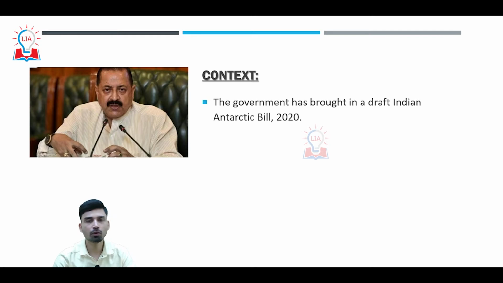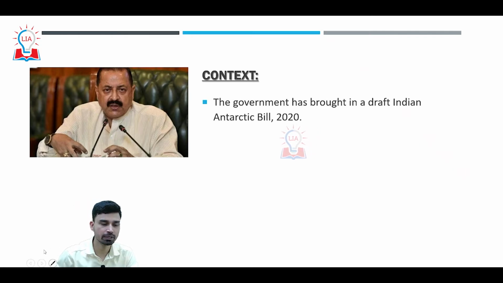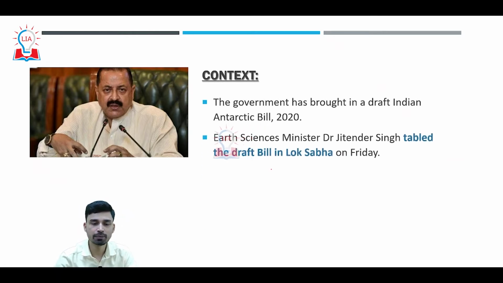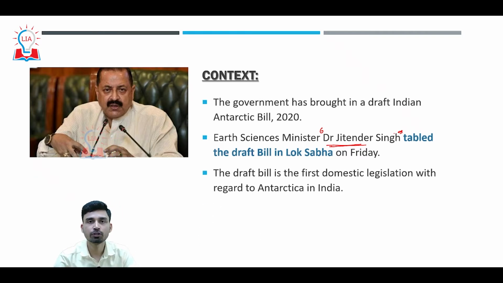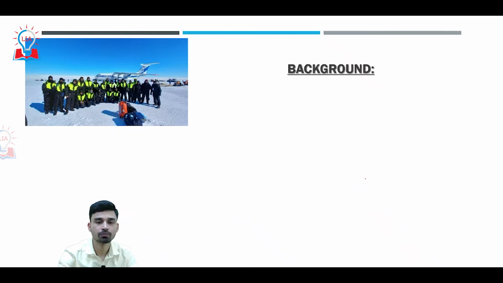So first of all, the context in which we are discussing this issue is because last Friday, the government brought the Indian Antarctic Bill 2020. This bill was actually drafted in 2020 but has been tabled now, and the bill has been brought by Dr. Jitendra Singh, who is also the Minister of Earth Sciences for the Government of India. Actually, it is the first domestic legislation with regard to Antarctica that has been tabled in any of the houses of parliament as of now.